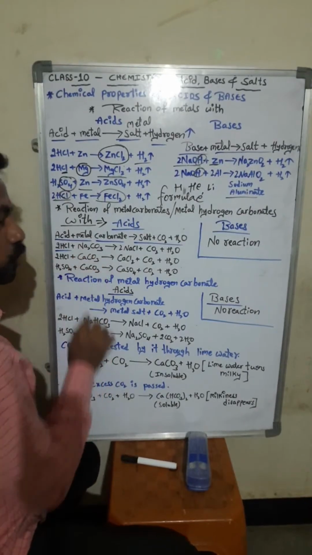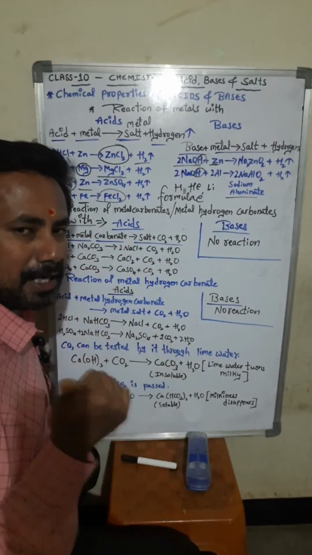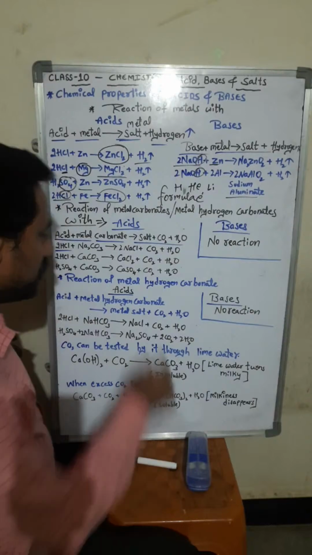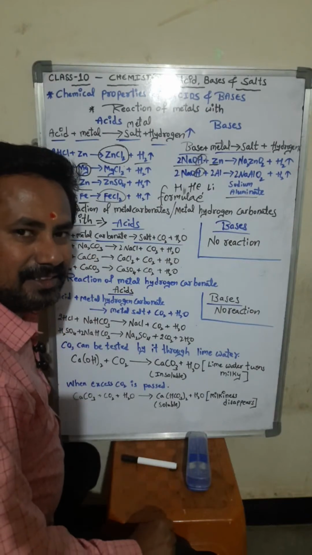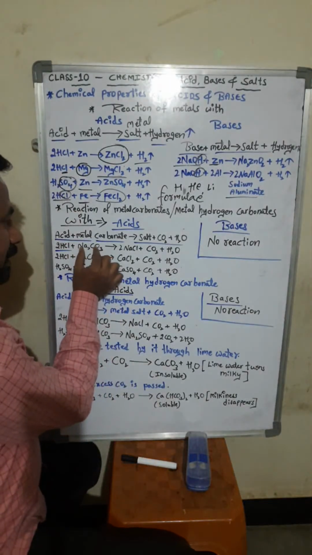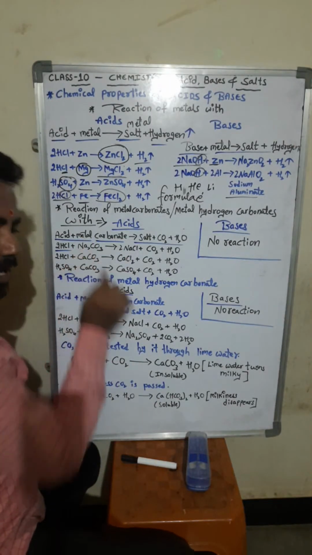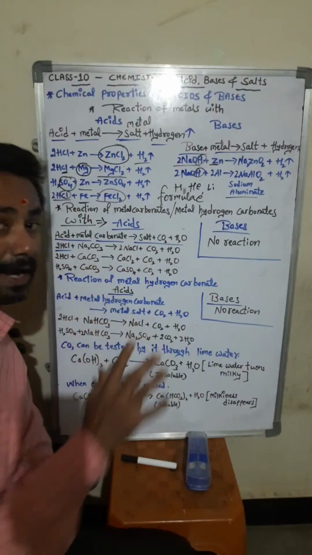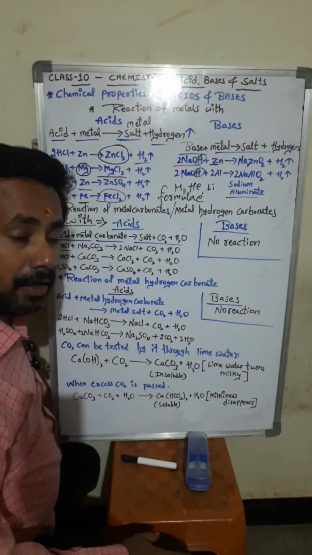Which carbonate, students? Na means what? Sodium, atomic number 11, sodium. Sodium carbonate. Is it clear? Very easy. Sodium carbonate. See, sodium is a metal, students, and it is one of the interesting characters.